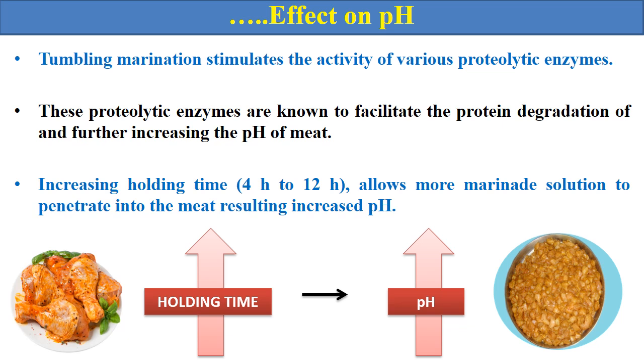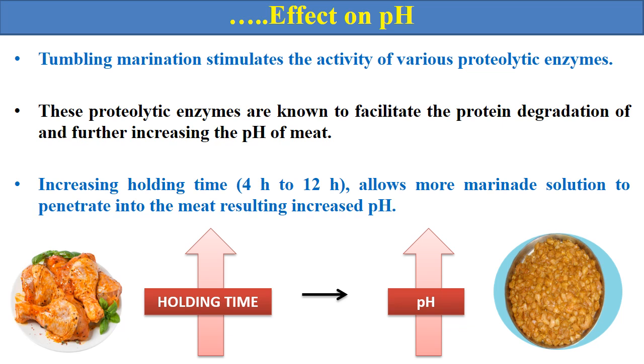In continuation about the effect of marination on pH, the tumbling method of marination stimulates the activity of various proteolytic enzymes. Because of the tumbling, there is a continuous massaging effect. It stimulates the proteolytic activity of enzymes, and these proteolytic enzymes are known to facilitate protein degradation or breakdown, and that further helps in increasing the pH of meat. So in case of tumbling, it is more effective.